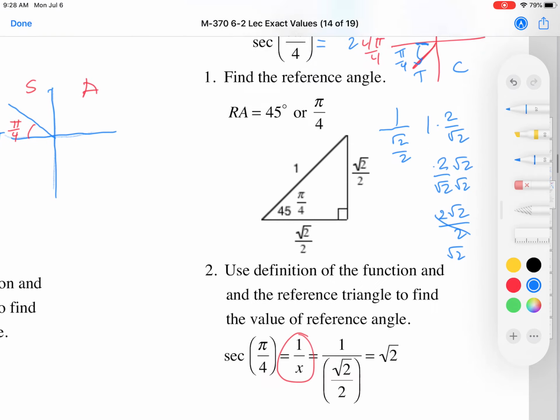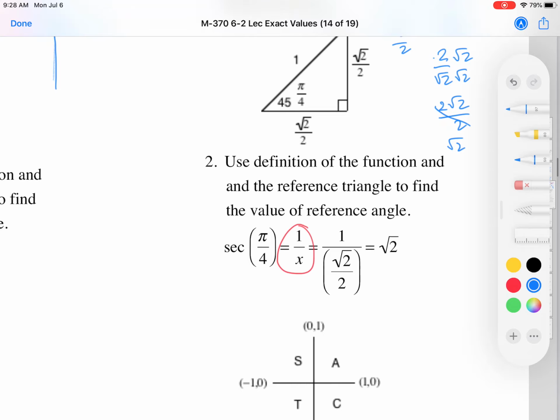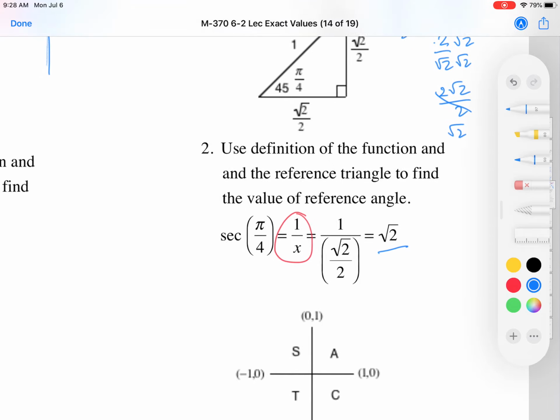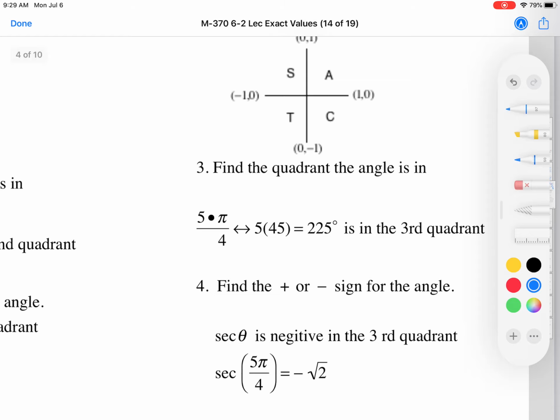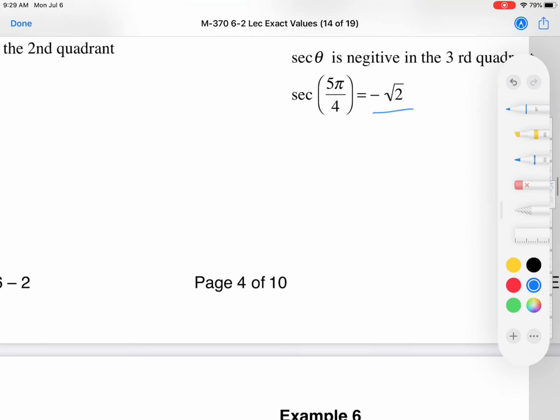And so that's what you'll watch happen down here. It's 1 over root 2 over 2, which he says is root 2, like we just figured out above. He mentions that it's in the third quadrant, so we're going to find the appropriate sign, which is negative, and we get that negative root 2 answer out. Pretty awesome.